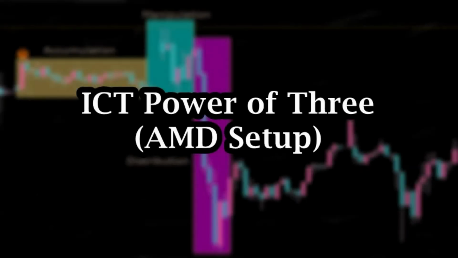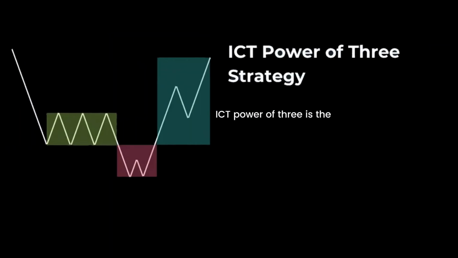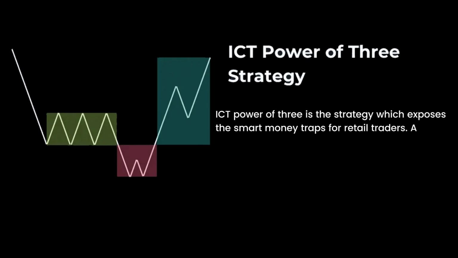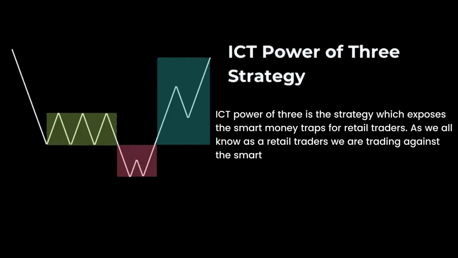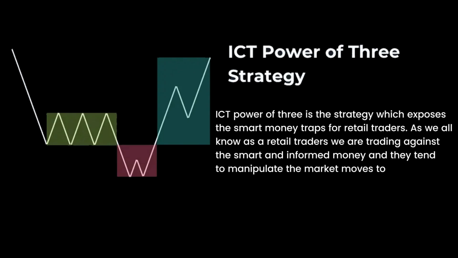Do you want to master ICT Power of Three strategy like a pro to level up your trading? ICT Power of Three is the strategy which exposes the smart money traps for retail traders. As we all know, as retail traders, we are trading against the smart and informed money, and they tend to manipulate the market moves to trap the retail traders.